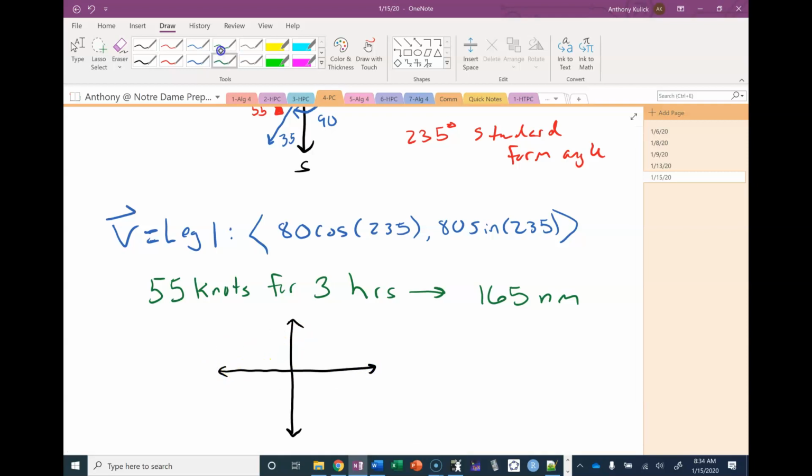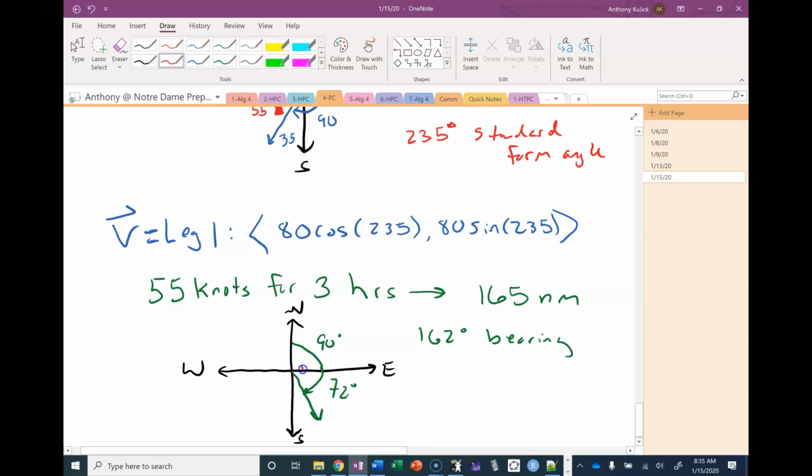And it says our bearing is 162 degrees. So again, we're starting from the north. So I go 90 and then 72 more. That will give me 162. But I don't want a bearing, I want my standard form angle.